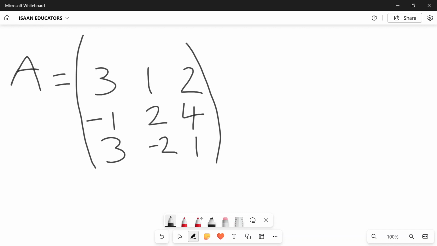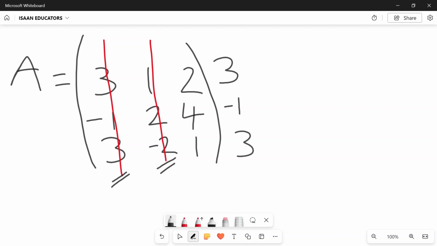This is what we do when calculating the determinant of a 3 by 3 matrix using the Sarrus method. You take the first two columns, and then you copy them on the other side of the brackets. Our first column is 3, -1, 3. Then you copy the elements of the second column on the right-hand side of the brackets. So you take 1, 2, and -2, as you can see here.